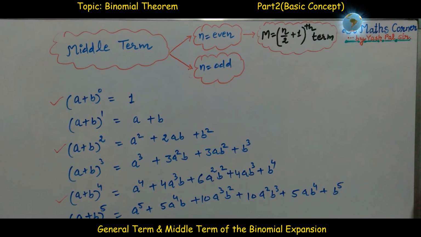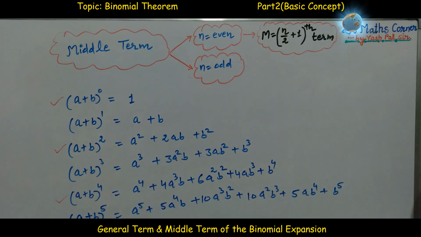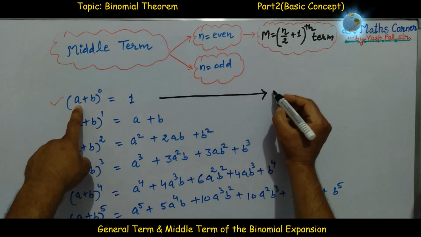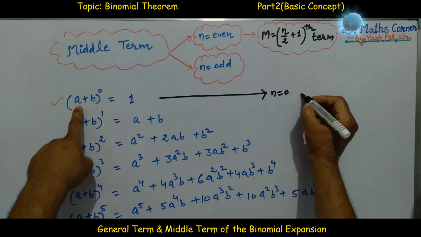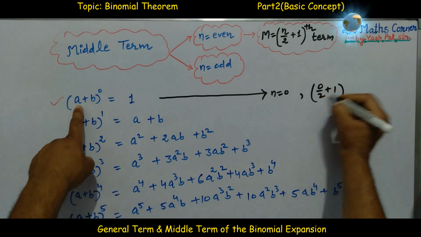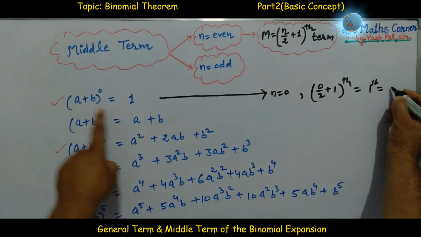Once again, what is middle term? (n by 2 plus 1)-th term. Let us check. Here in this case, what is n? n is 0. So 0 divided by 2 plus 1-th term, that is equal to the first term. First term is already 1.